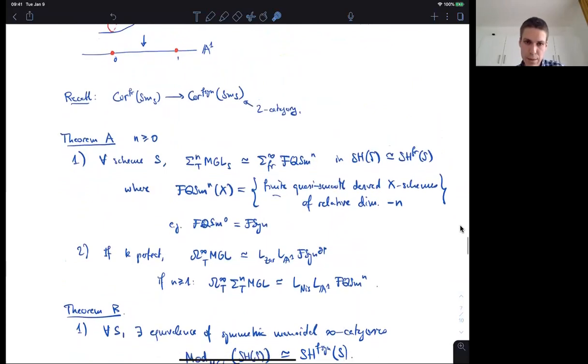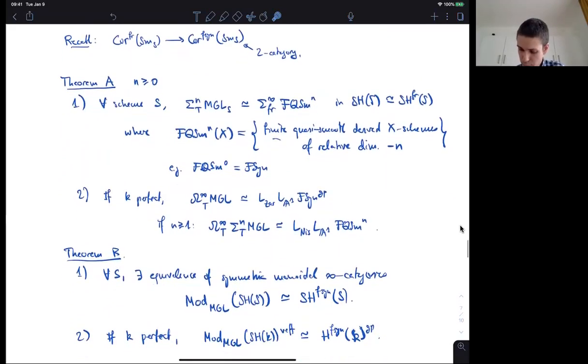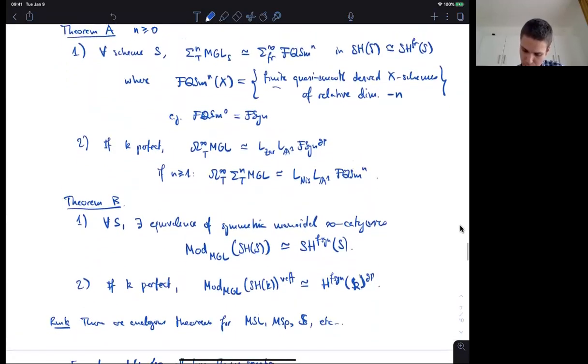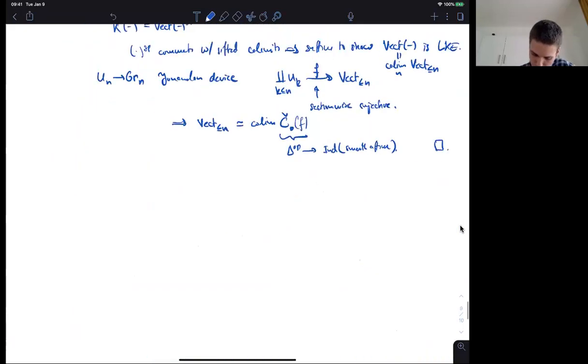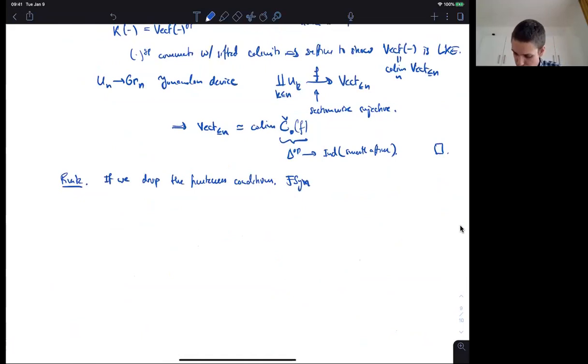So it's natural to ask what happens. Are these results still true if I relax this finiteness condition to a properness condition, for example? There are a lot of natural questions you can ask about this. So let me make a remark. If you drop the finiteness condition, let's just look at the dimension 0 case. Then this stack of finite syntomic morphisms becomes that of proper quasi-smooth schemes of relative dimension 0. And this is much larger.